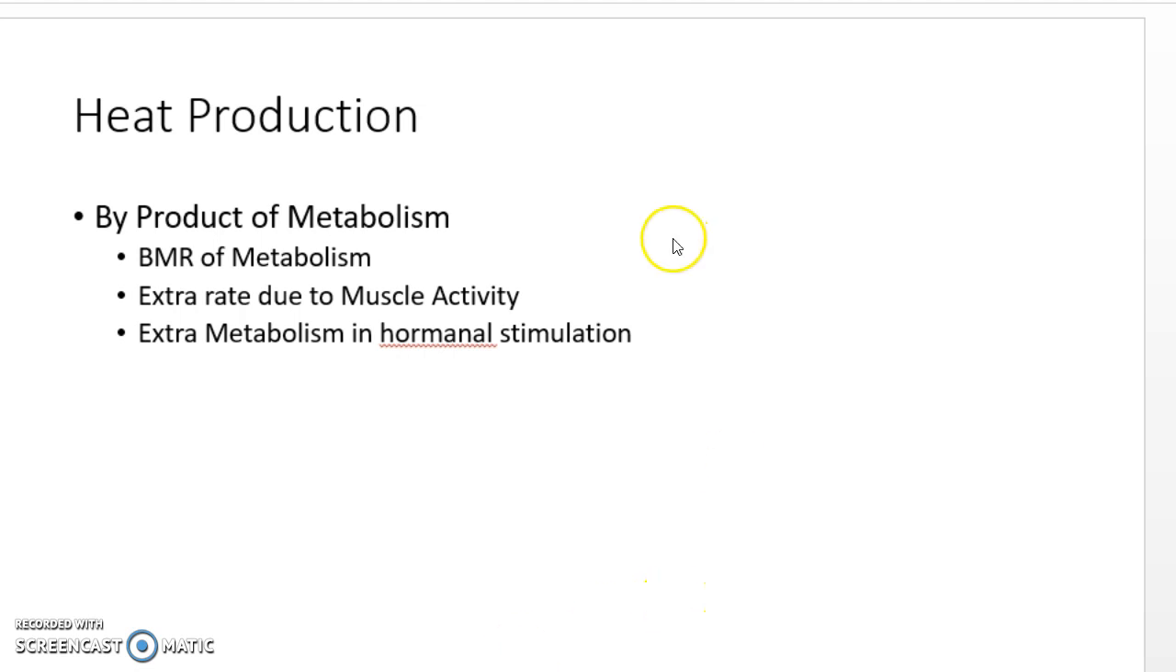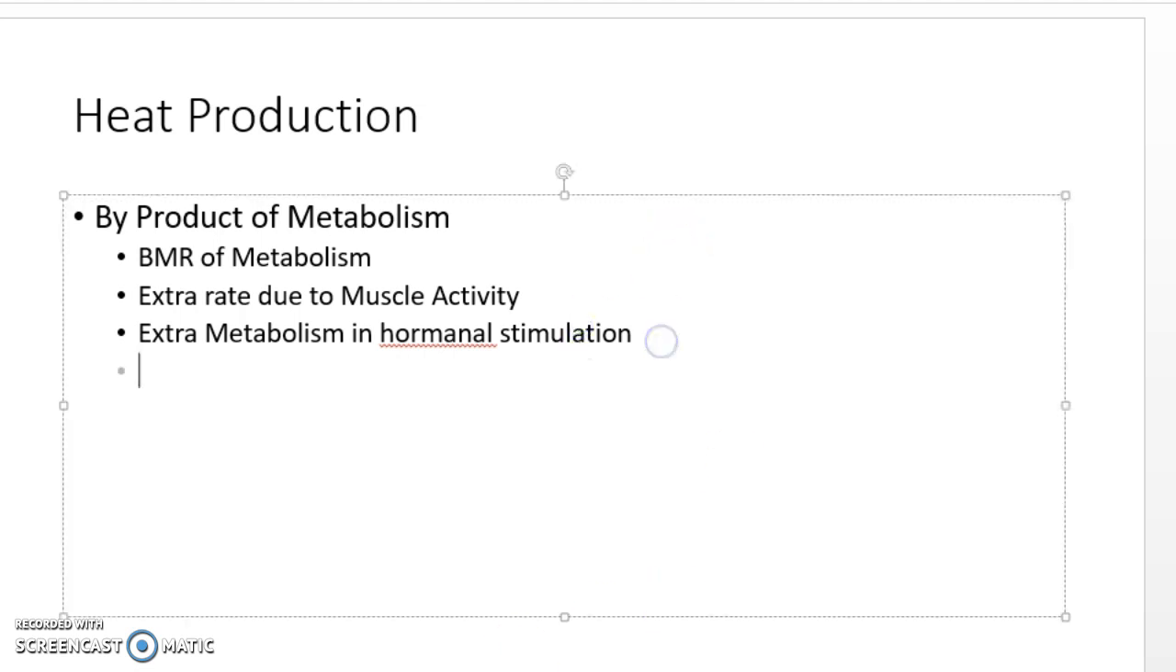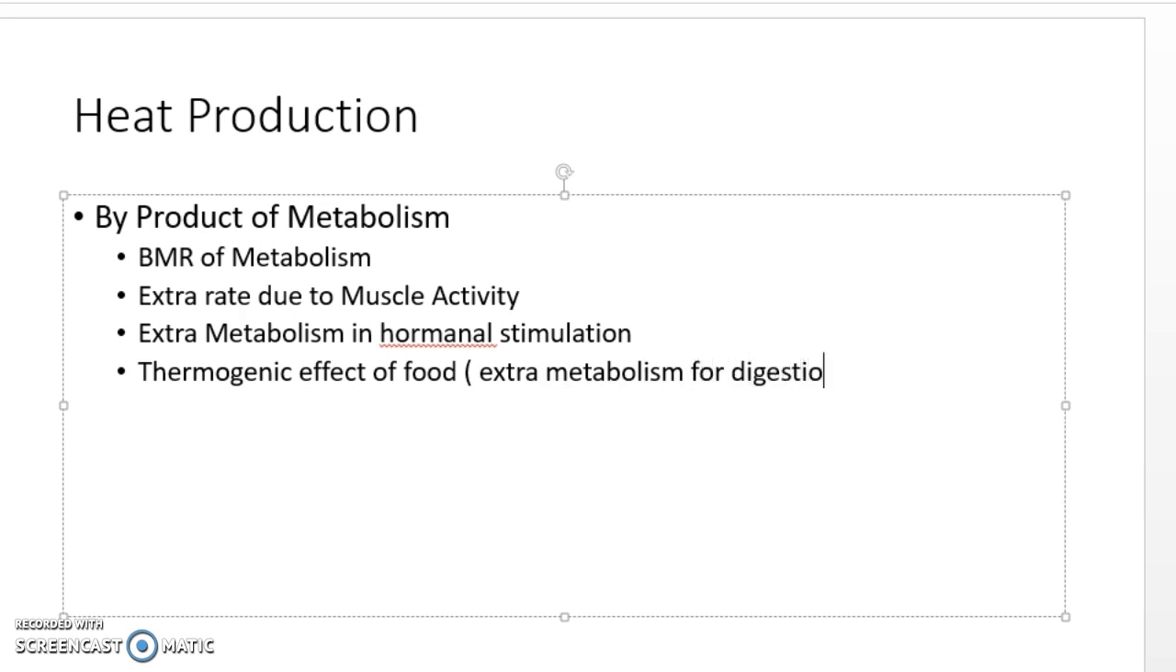And then I want to talk about the thermogenic effect of food. It's going to be extra metabolism for digestion and absorption. So you need a greater amount of thermogenic food because they're going to be involved in digestion and metabolism.